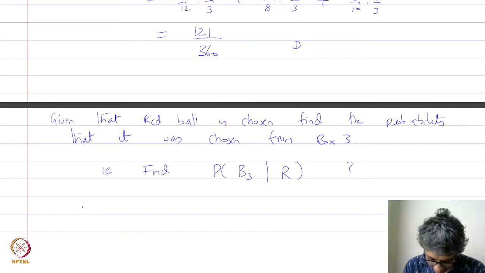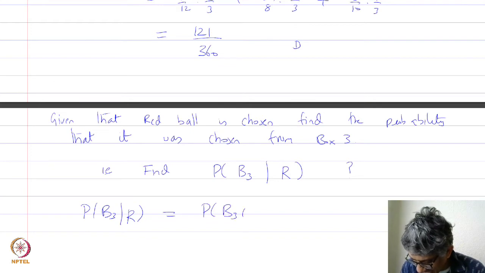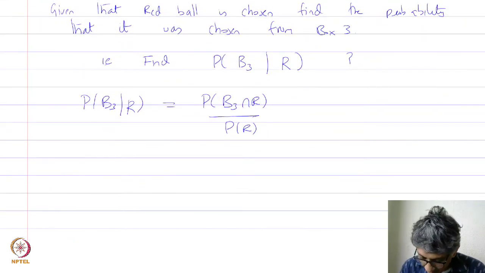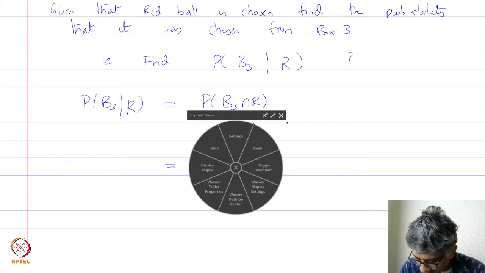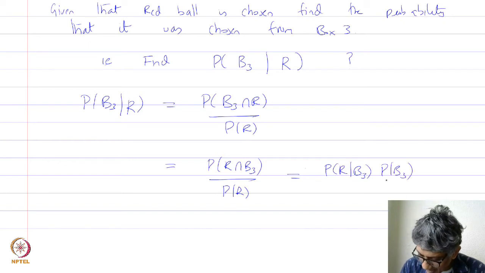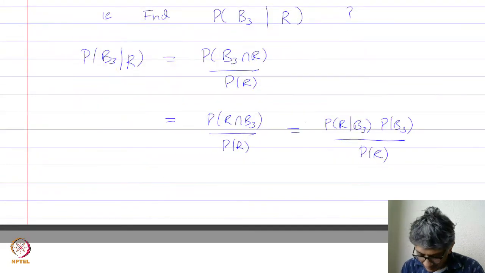So you do a little trick. The probability of B3 given R is the same as what? Its definition is probability of B3 and R divided by probability of R. This you already found out, probability of R. The top you have to find out, but the top you just flip a little bit. You just flip it as probability of R and B3, that same event, divided by probability of R. But that's the same as probability of R given B3 times probability of B3 divided by probability of R.